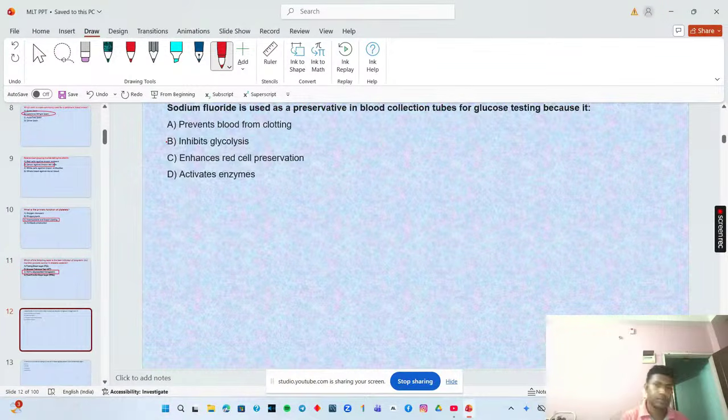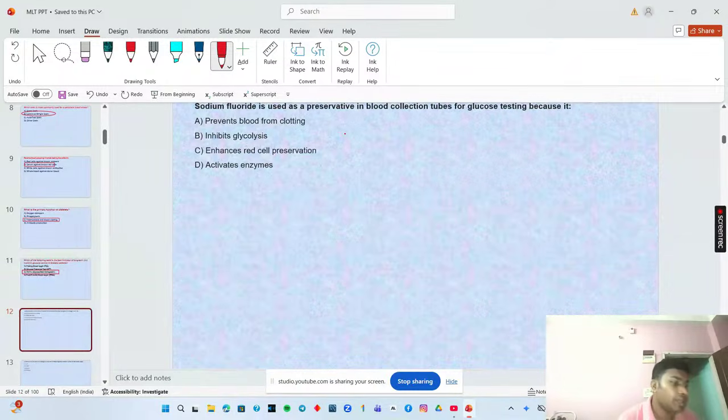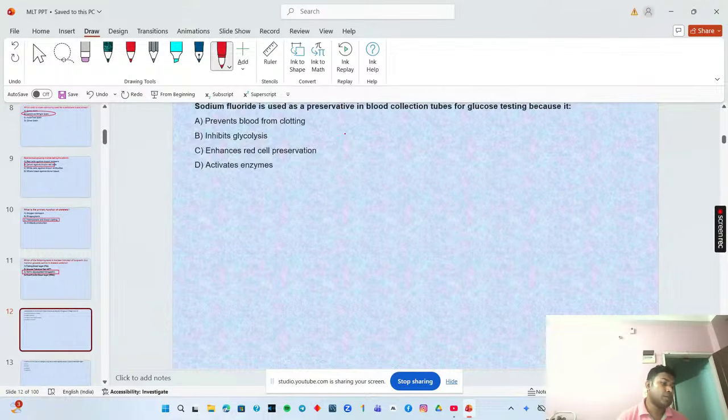Sodium fluoride is used as a preservative in blood collection tubes for glucose testing because sodium fluoride helps in inhibiting glycolysis. So when we want to do a test for glucose or diabetes, we will always take blood in the sodium fluoride tube, and it is gray in color. The top of the tube is gray in color.